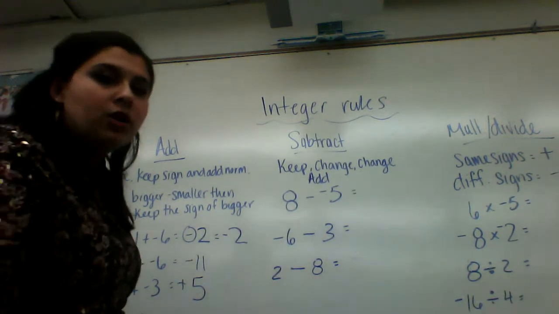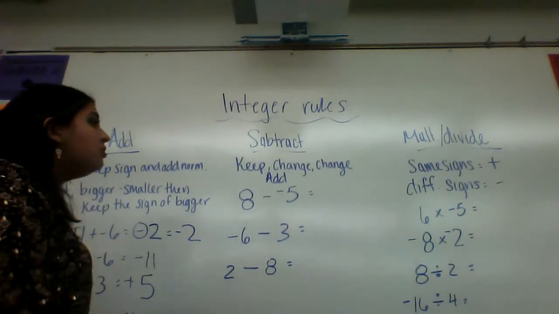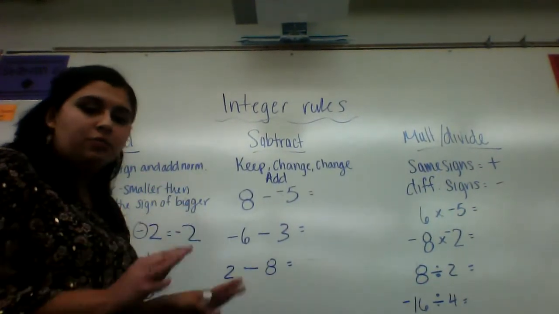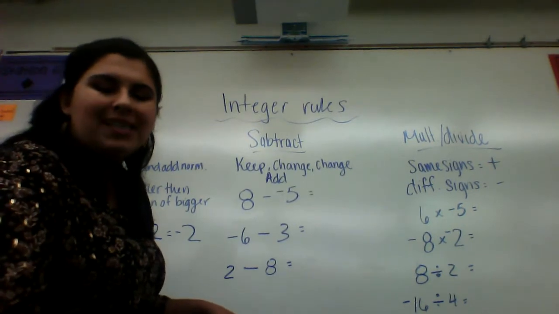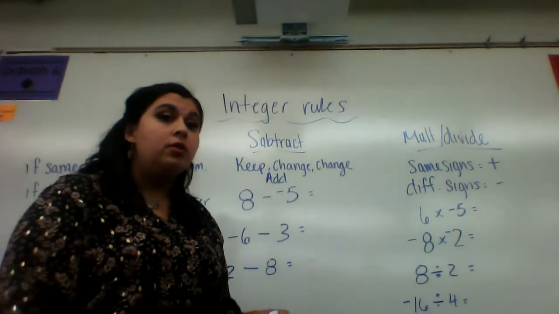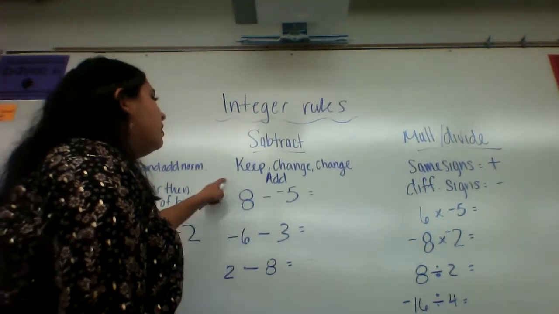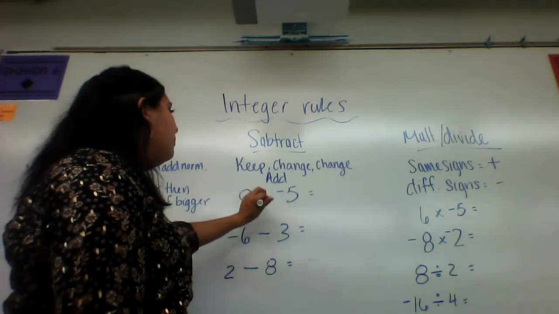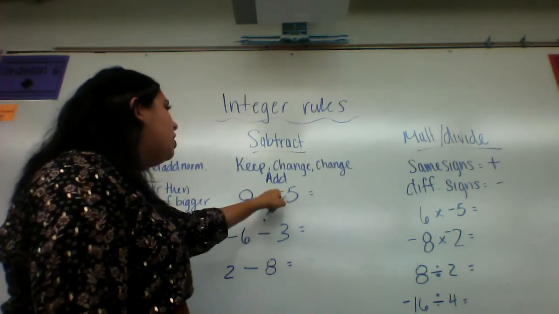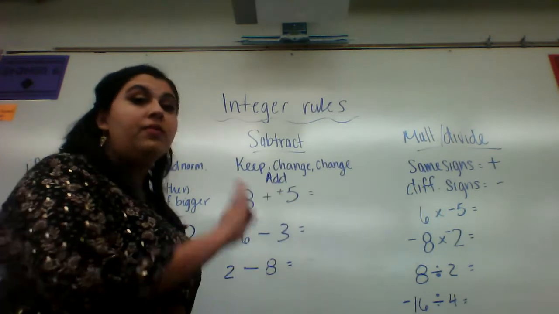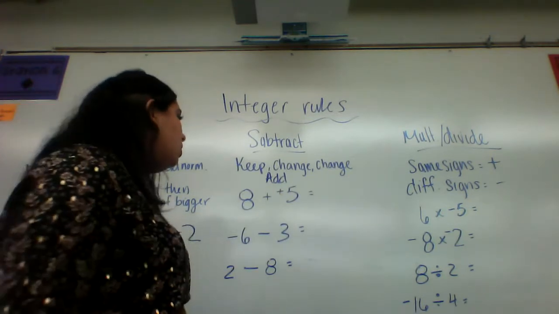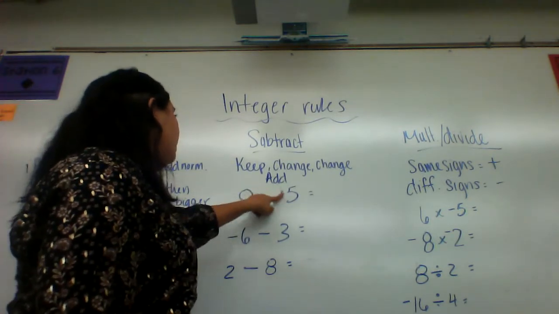Let's try with subtraction now. So with subtraction, it's a little different. I don't like subtraction. None of us do. So instead, we really want it to be addition. So the way we're going to do that is we're going to keep the sign of the first number. We're going to change the operation to addition. And then we're going to change the sign that comes after it, even if it turns out being negative at the end.